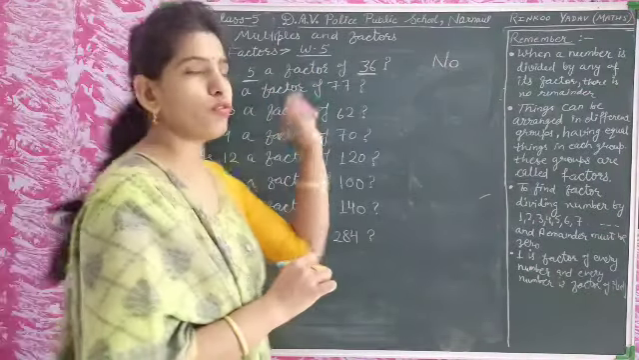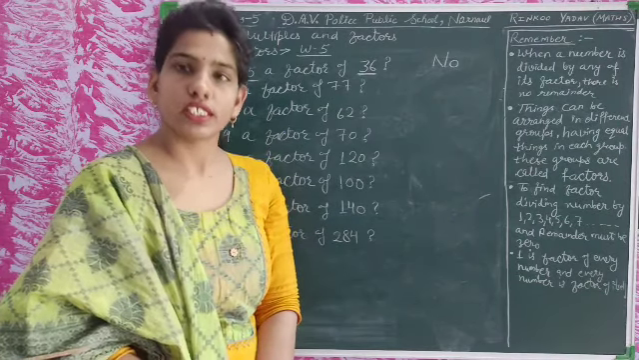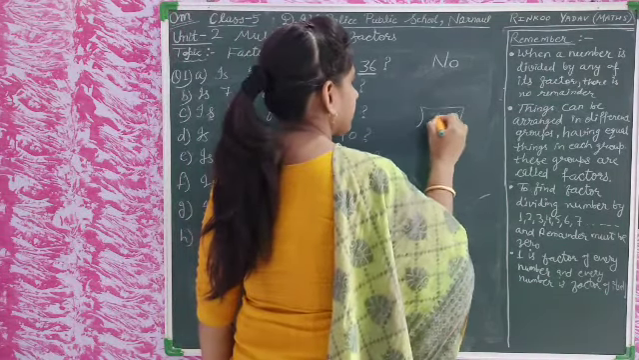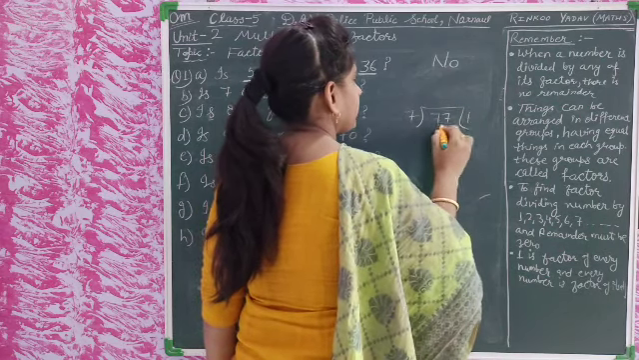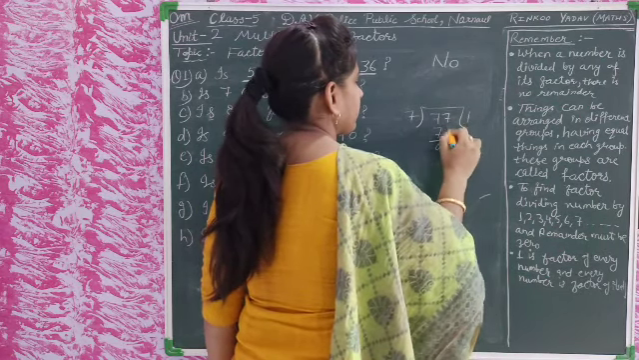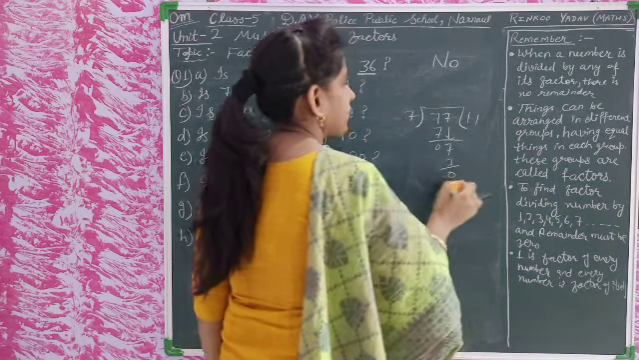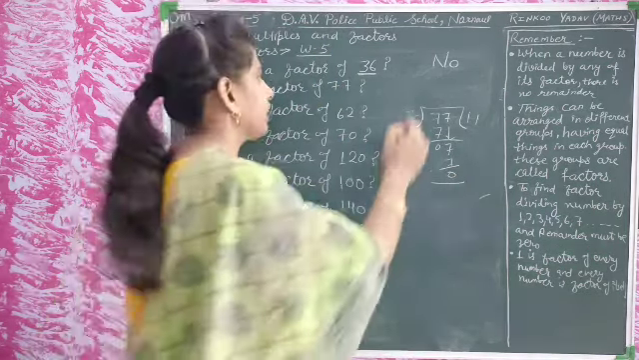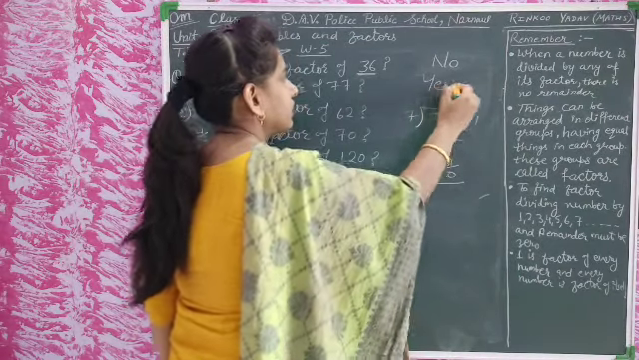Now we will check here. Is 7 a factor of 77? Is 7 a factor of 77? Let's see there. 77 divided by 7: 7 ones are 7, 7 ones are 7 here. There is 0. Yes, the remainder is 0. It means this is a factor here. There is the answer. Yes.